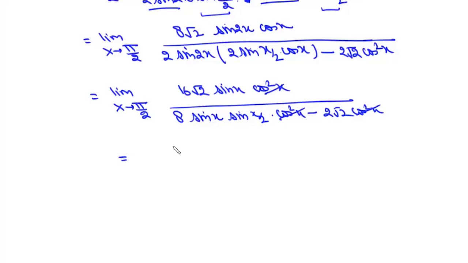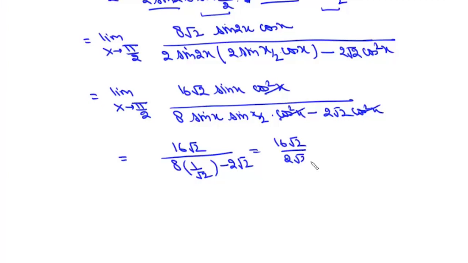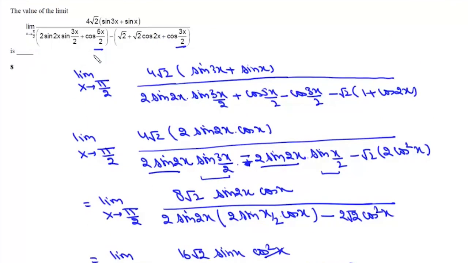If we put this limit, we'll get this as 16 root 2 upon, now this is 8 and sin pi by 2, and sin pi by 2 is 1 and sin pi by 4 is 1 by root 2, minus 2 root 2. So it is 16 root 2 upon 2 root 2, which is 8. So the answer to this question is 8.